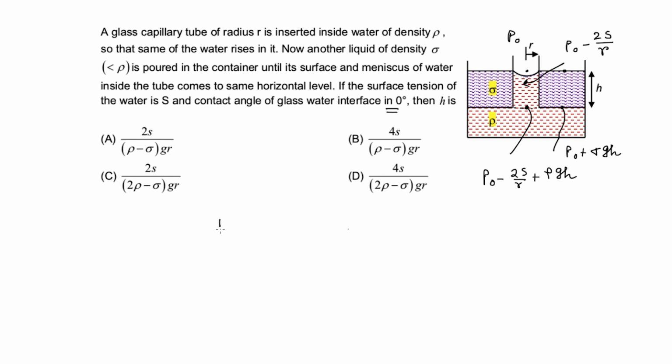As they are in the same liquid and at the same horizontal level, these two pressures must be equal. So I can say P naught minus 2S by r plus rho g h should be equal to P naught plus sigma g h. From there, P naught gets cancelled out. The value of h you will get is 2S divided by r g into rho minus sigma. Option 1 will be your correct choice.